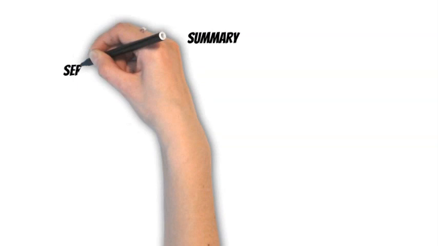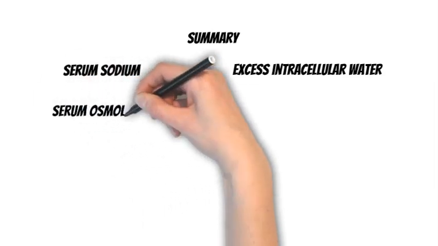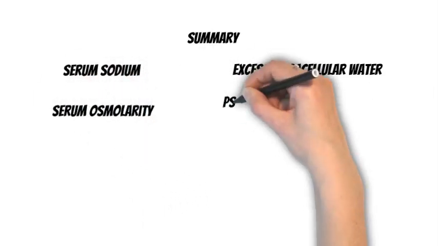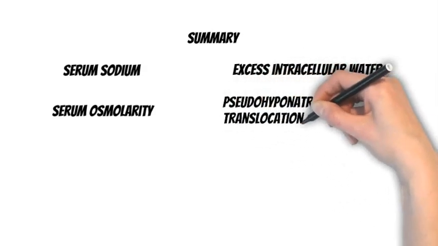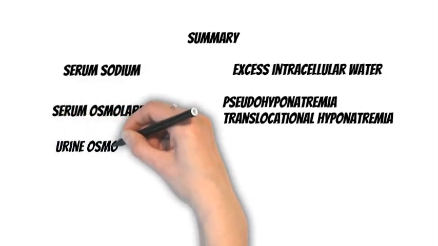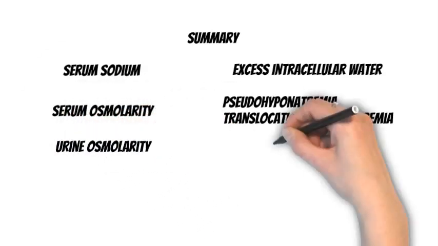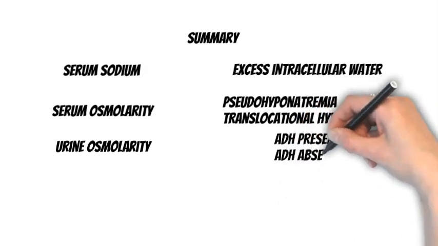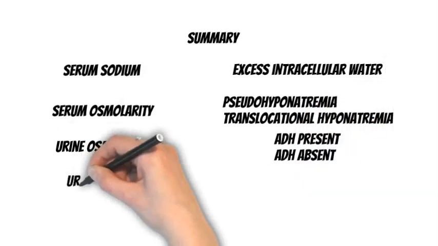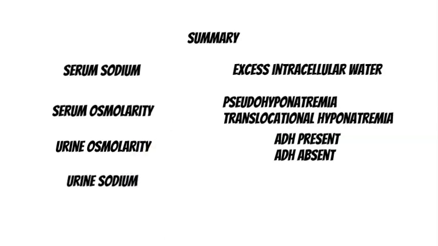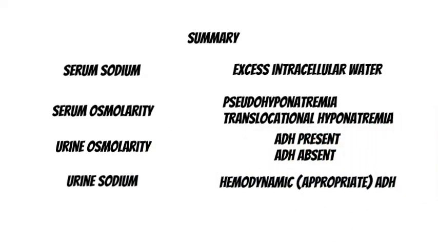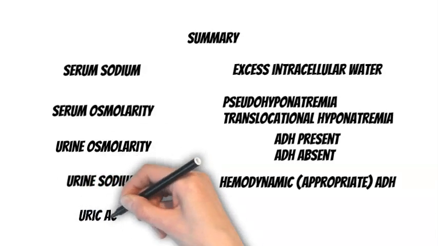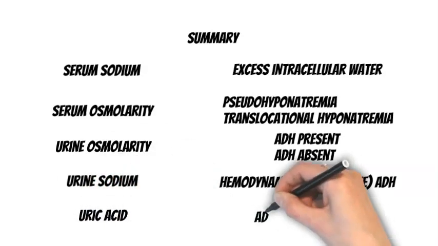So there we have it. We check the serum sodium. It's low. The patient's hyponatremic. That means there's excess intracellular water. Then we're looking at the serum osmolarity. If the osmolar gap is increased, we're thinking about pseudo-hyponatremia. If the patient's hypertonic, we're thinking about translocational hyponatremia. Now we're looking at the urine osmolarity. This is telling us if there's ADH present or if ADH is absent. If ADH is present, we can figure out if it's appropriate, hemodynamic or not. That's why we're looking at the urine sodium. And then finally, we can look at the uric acid to give us an additional clue that SIADH may be present.